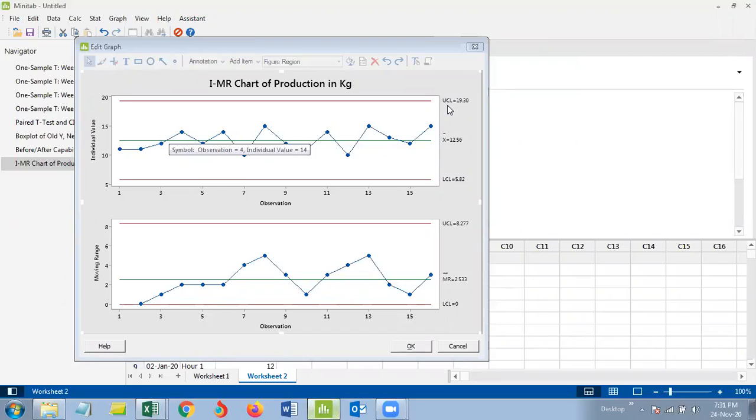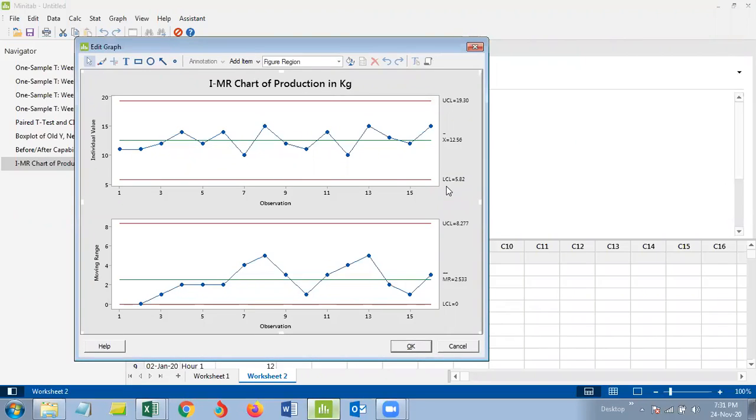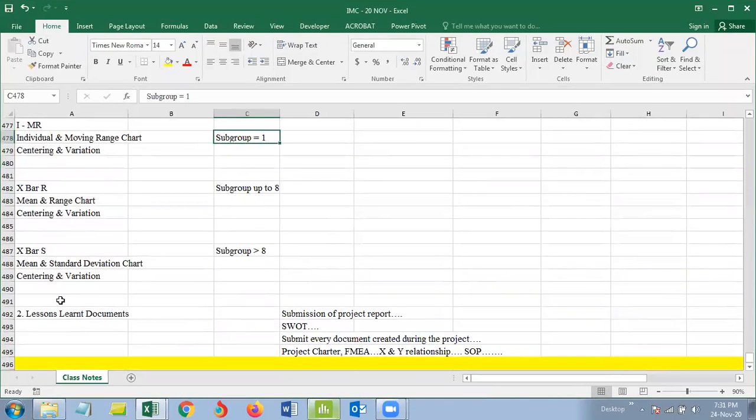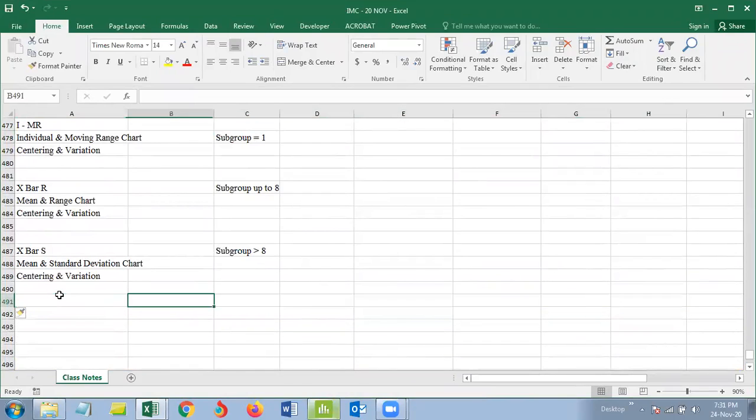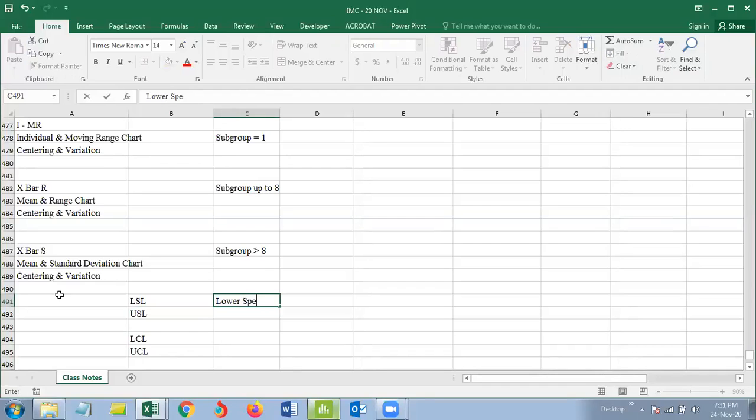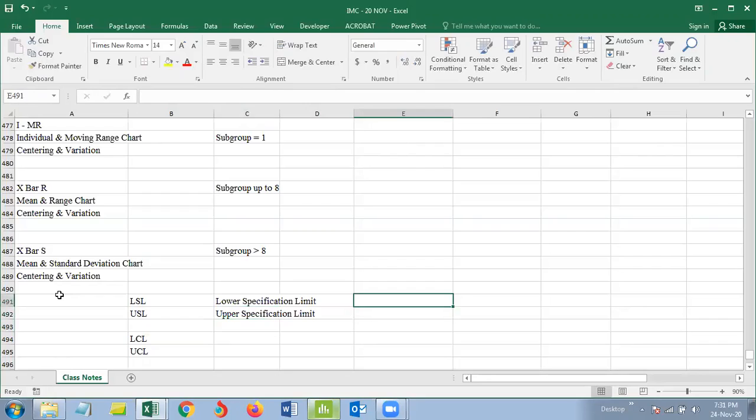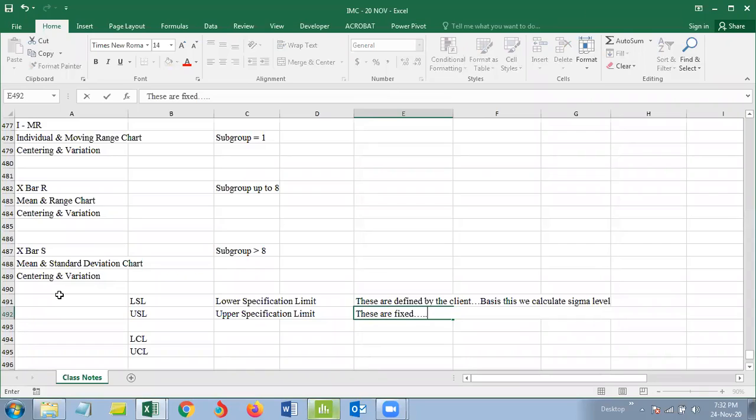Now there are two limits here. We see UCL and we see LCL. We need to keep this in mind when we talk about UCL and LCL, basic fundamentals. We have already seen two terms called LSL and USL. The ones we are talking about now are LCL and UCL, so there is a difference. LSL is the lower specification limit, the minimum target. USL is the upper specification limit, the maximum limit. These are defined by the client. The client tells you that's my maximum limit and there's a minimum limit. Basis this, we calculate sigma level. These are fixed. They don't change unless the client changes these limits.